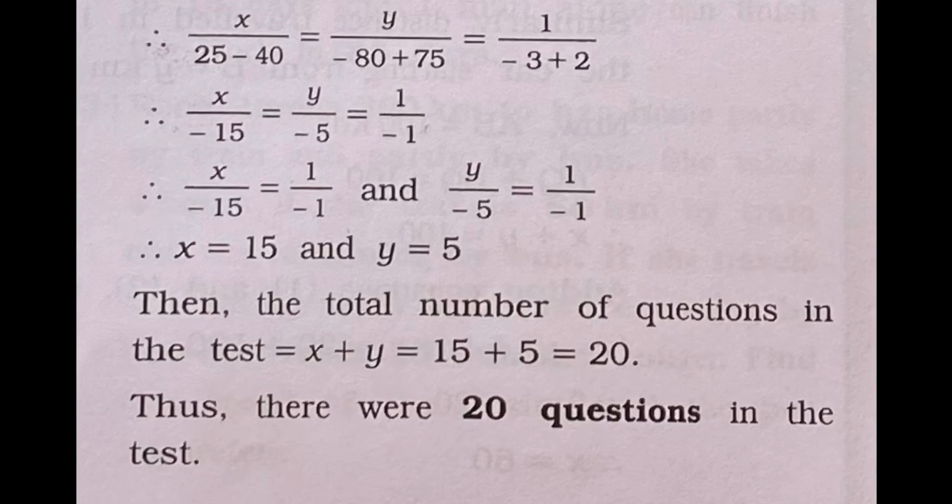Now we are asked to find the total number of questions. So total number of questions is the sum of the number of correct answers he gave and the number of incorrect answers he gave. That is x plus y, which is equal to 15 plus 5, that is equal to 20. So total 20 questions were there in the test.